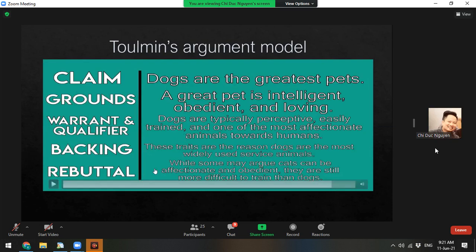So we try to look from the view and perspective of our opponent. For example, here, why some may argue that cats can be affectionate, obedient, but blah, blah, blah. Yeah, so that is going to be something that we should have over here in order to make our claim stronger. So in order to do so, one very useful way is that we need to put ourselves in the shoes of the opponent and try to look at the same issue from their angle. So in this way, we can understand their view, and at the same time, we can counter argue their view.